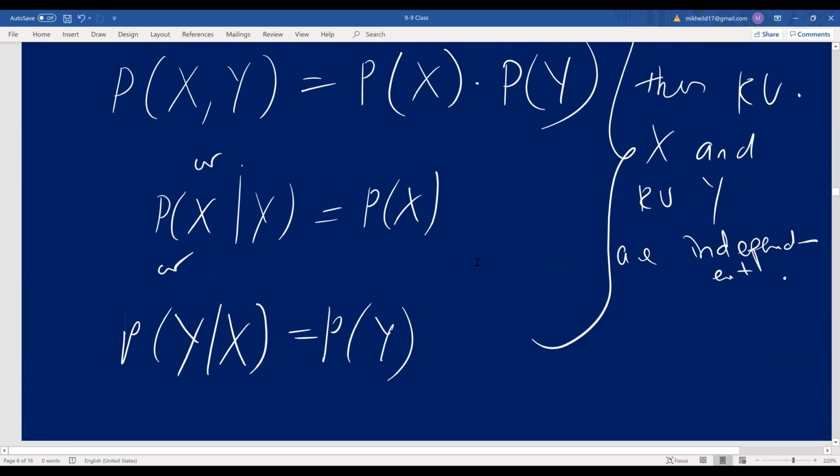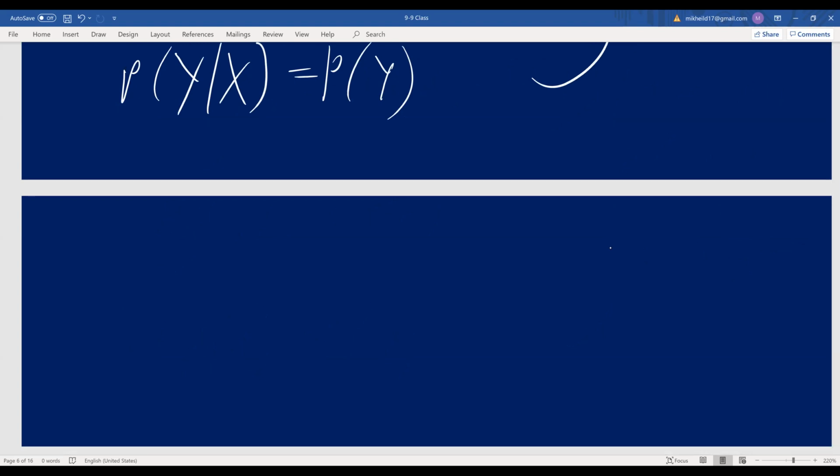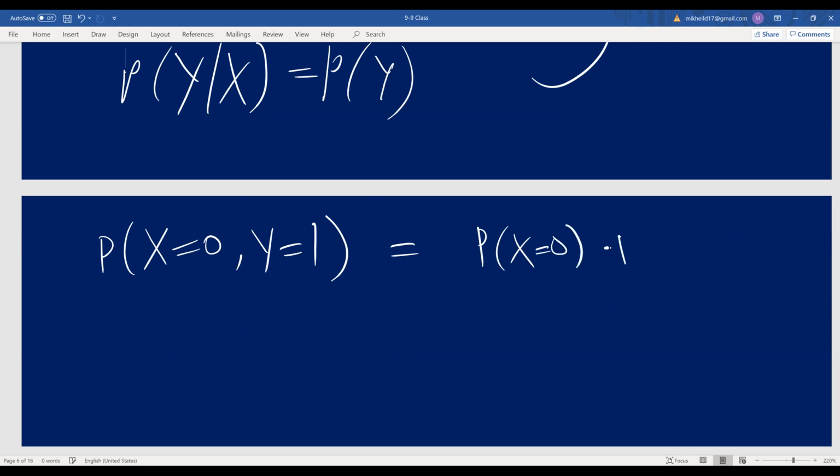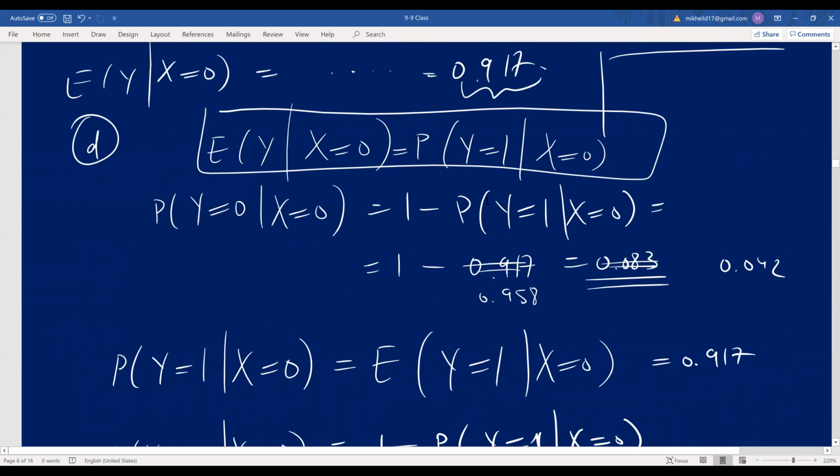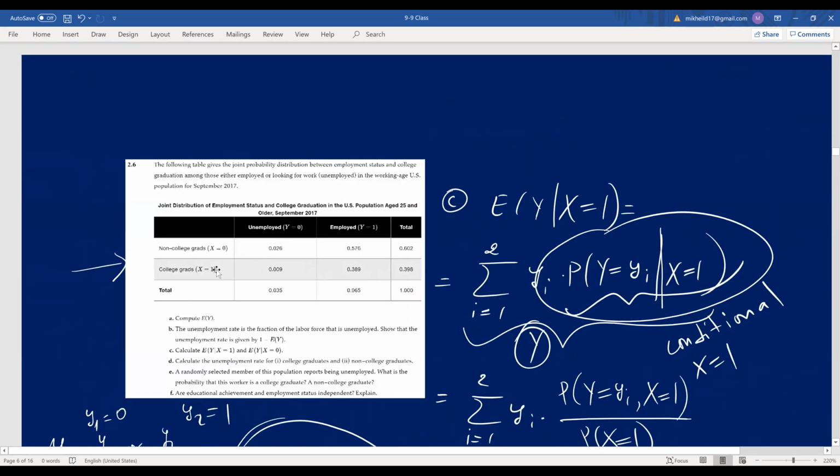Okay, so let's check it. You can check just one probability, let's say x equals 0 and y equals 1. If this is equal to the probability that x is 0 times the probability that y is 1, you will have to check other possibilities too. But if this is not true, then they are not independent. What's the probability that x equals 0, y equals 1? Can you tell me from this table? x0, y1, 0.576.